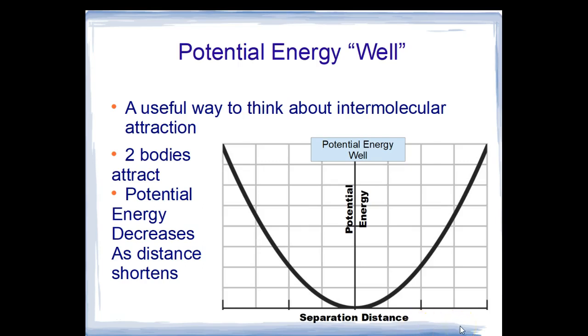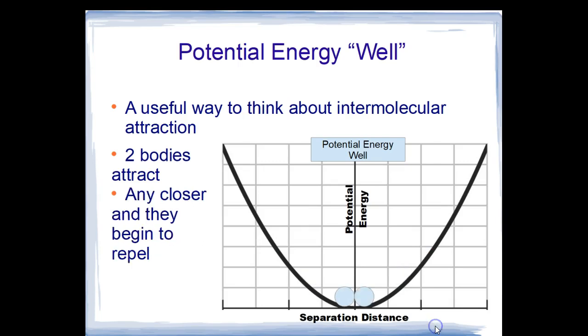Now, when we're talking about the attraction between molecules, it's useful to think of a potential energy well. So this is a well under the influence of gravity. If two bodies attract each other, the potential energy will decrease as the distance shortens. The attraction will be high here. As they get closer together, the potential energy decreases, and you see those numbers going down on the vertical axis.